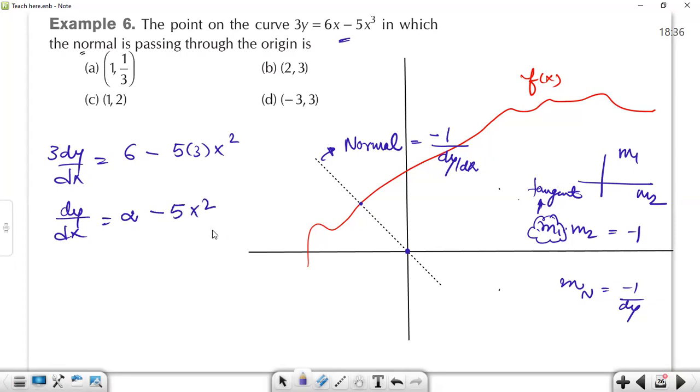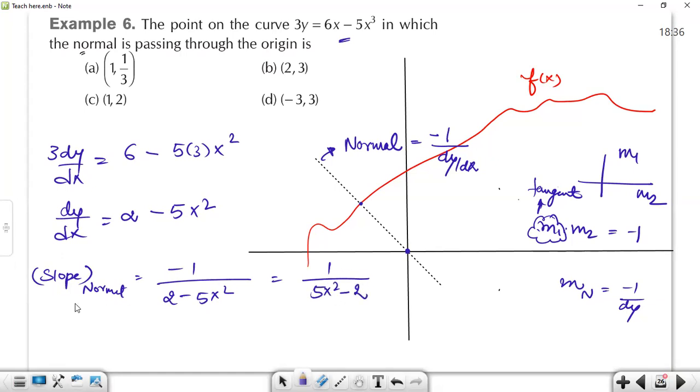So this is the slope of tangent. Now the slope of normal would be simply -1 divided by (2 minus 5x squared). So we can multiply -1 on the numerator and denominator. Now we have the slope of normal.